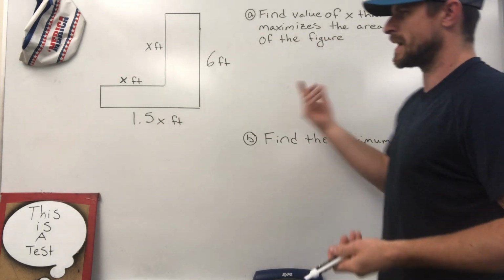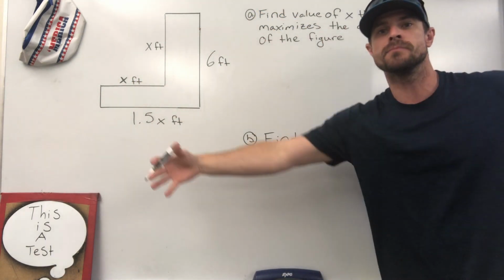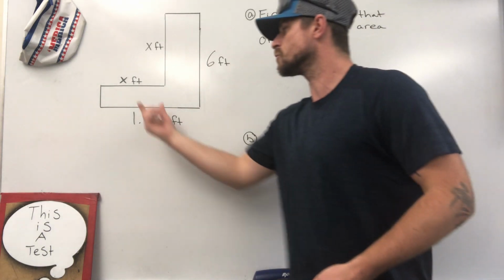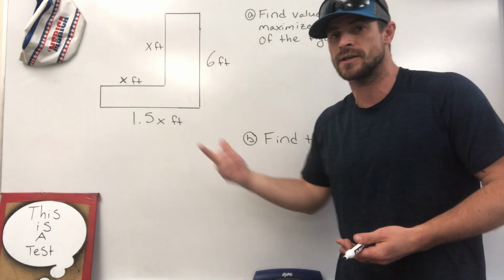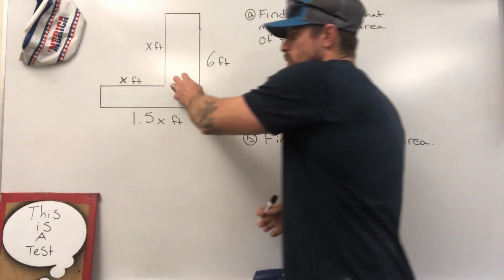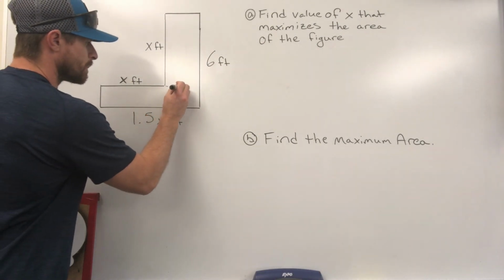of this figure. So let's imagine you're just building an L-shaped garden and you want to make sure you take up as much space as possible. Well, you can do that by writing quadratics out after you find the area of each one of these figures. Now you're looking at that saying there's only one figure, but we're actually going to break it up into two different parts here.